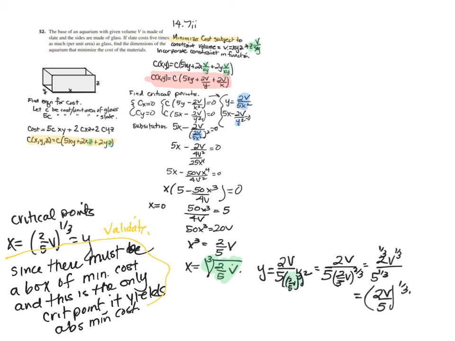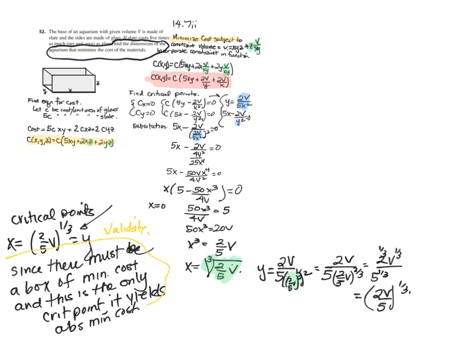And then the final part is we got to make sure and answer the question. Sometimes the question would be, how big should we make the box? Sometimes it's, how much is it going to cost? So we have to go back up and look at the question. The question was, find the dimensions of the aquarium. Find the dimensions that minimize the cost. So the dimensions are here.